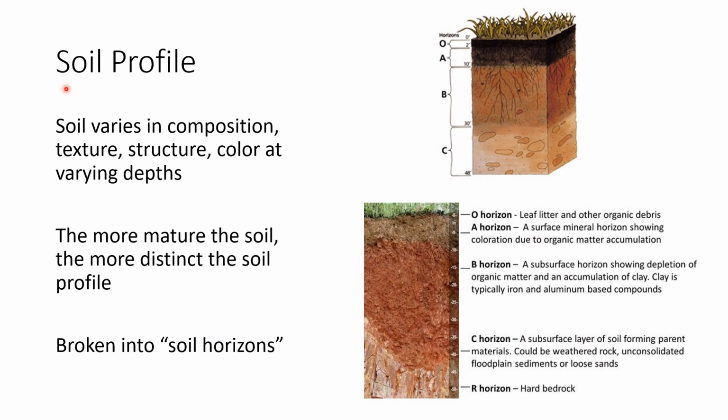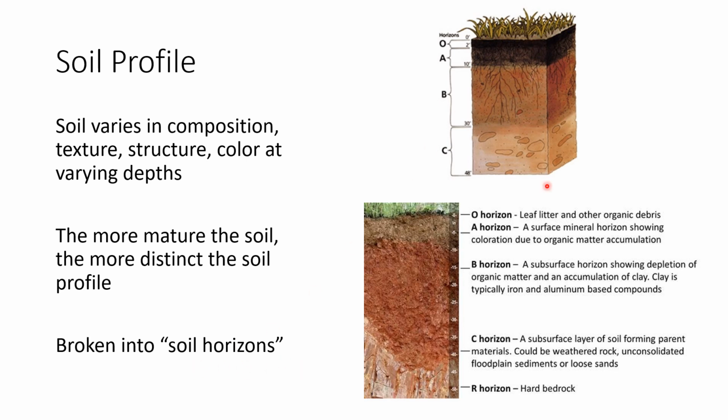So something that we can use to look at the health and development cycle of soil is called a soil profile. Since soil is going to vary in its composition, texture, structure, and color at varying depths, the more mature a soil is, the longer it's been forming, the older that soil sample is, the more distinct this soil profile is going to be. Soil profiles are broken into horizons based on the chemical makeup of the soil, what's going on there.